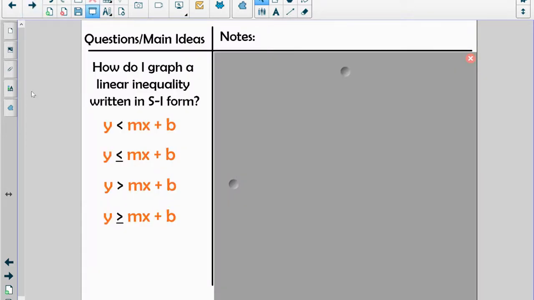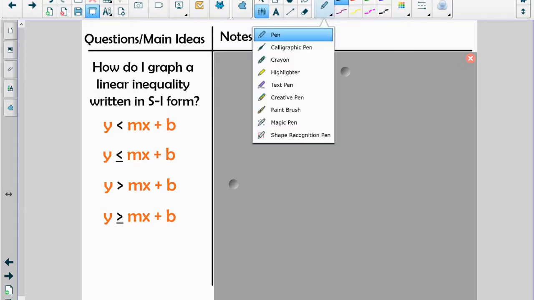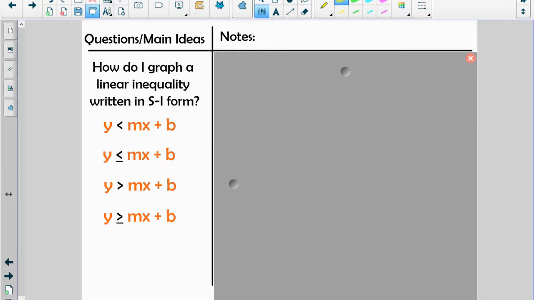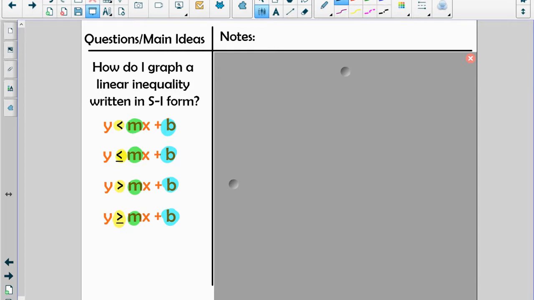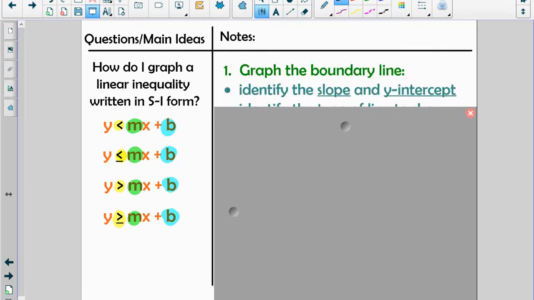So here's a step-by-step about how to graph a linear inequality when it's written in slope-intercept form. Now the only difference in these four inequalities here are the inequality symbols. You've got less than or equal to, greater than, and greater than or equal to. And in each case, we remember that the number in the place of m is going to represent the slope of the line, and the number in the place of b is going to represent the y-intercept of the boundary line. All right, so we're going to start by looking at step one, graphing the boundary line.